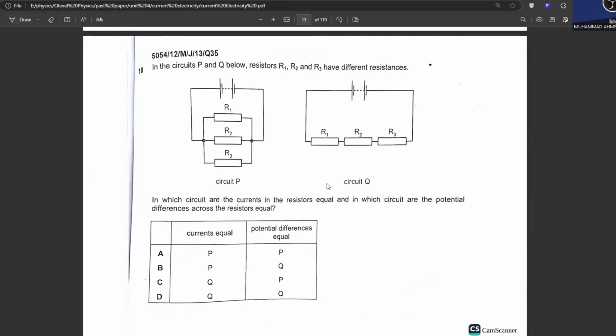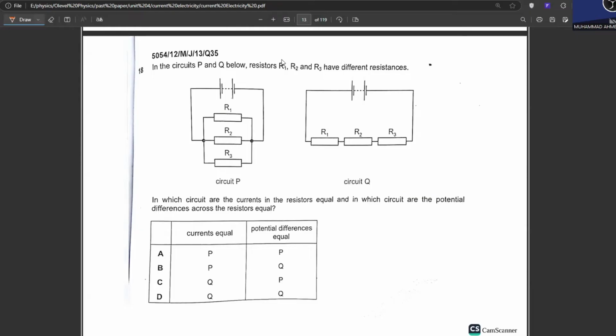Let's see this. In which circuit P and Q below do resistors R1, R2 and R3 have different resistances? In which circuit do we have the current equal in the resistors and in which circuit is the potential difference equal in the resistors? So this is a very easy question. Grade 8 student might also be able to do this.